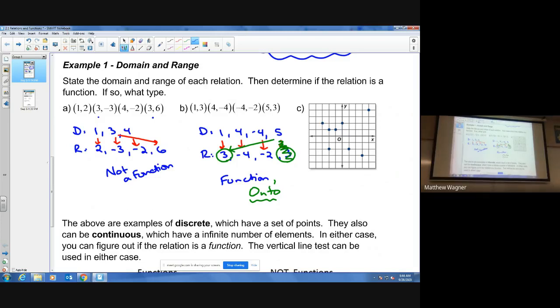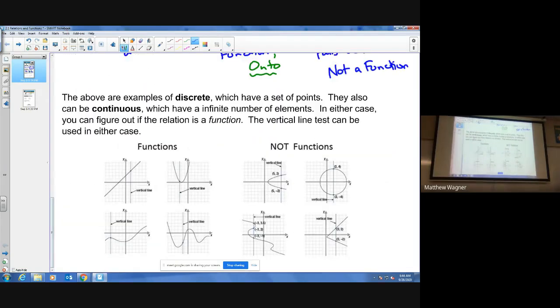And then the last one, if we look at this, we could list out the points, or we could just look visually. If we notice that it fails the vertical line test, if you remember that, if it crosses 2 or more points in a vertical fashion, it is not a function. That's what the vertical line test says: not a function. All of these examples above are discrete functions. Discrete have a set of points we can count and define. Continuous functions have an infinite number of points.